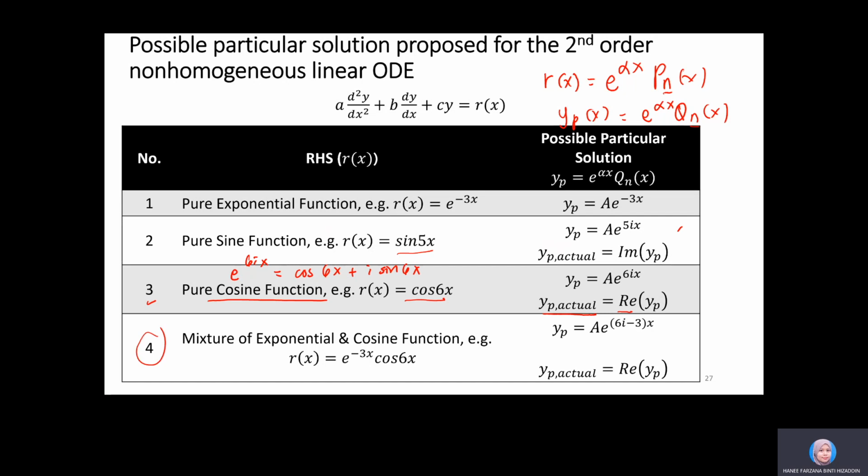Okay, so number 4, this is a bit complicated when you combine exponential and cosine function. So here your r(x) is a combination of exponential and cosine function.